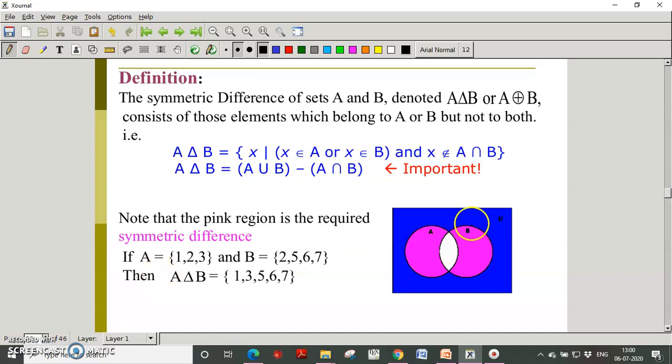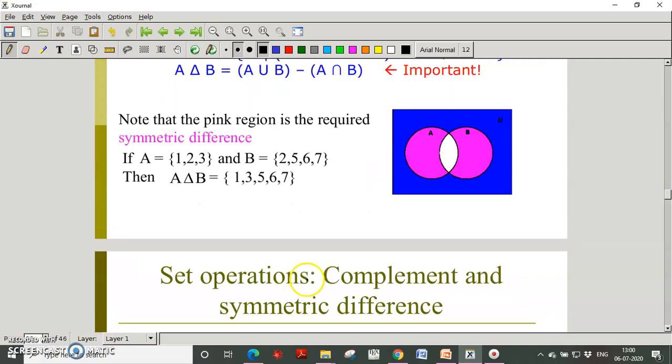So if you see the Venn diagram of the difference of two sets, here we have taken A and B as two sets. The pink region shows the area of the asymmetric difference. For example, look here, if A equals this, B equals this, first you have to find the union, then the intersection, and then you have to find the A union B difference A intersection B. So you will get 1, 3, 5, 6, 7.